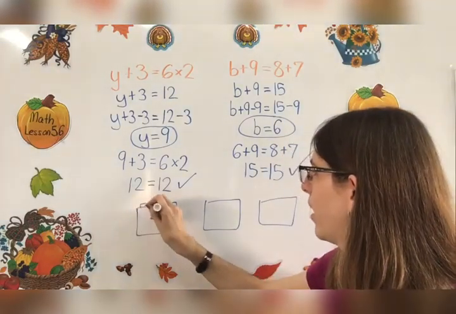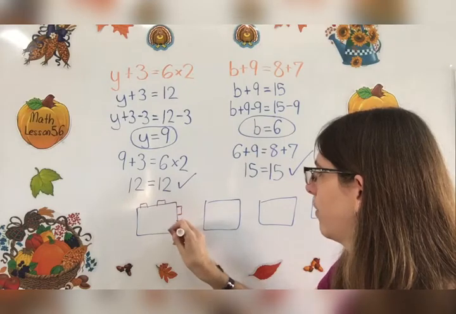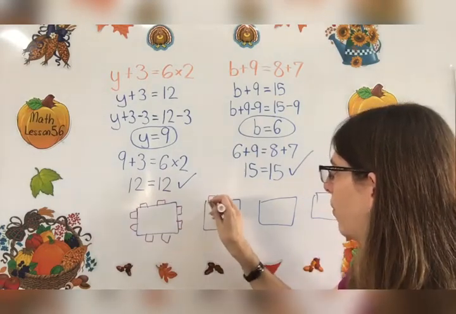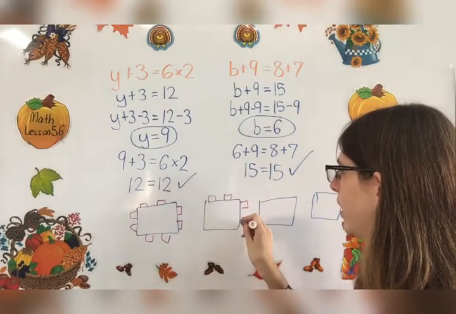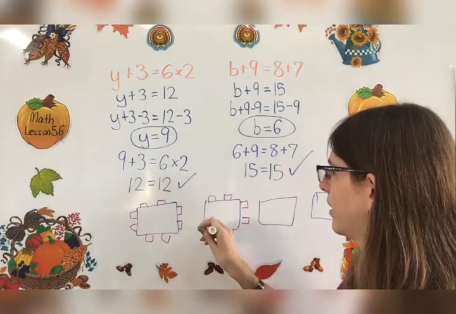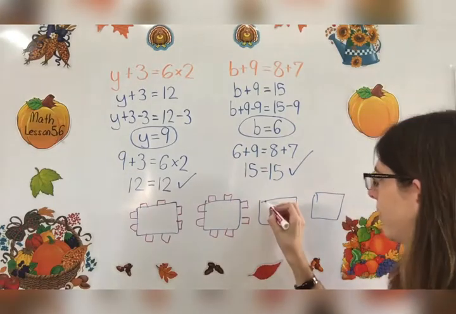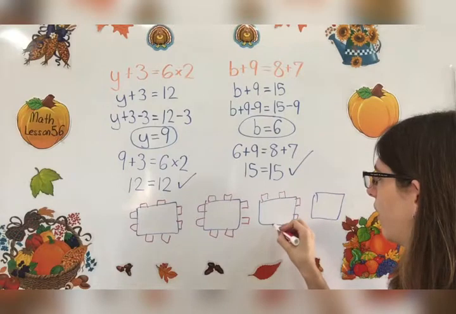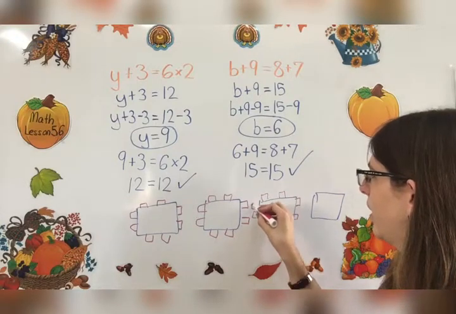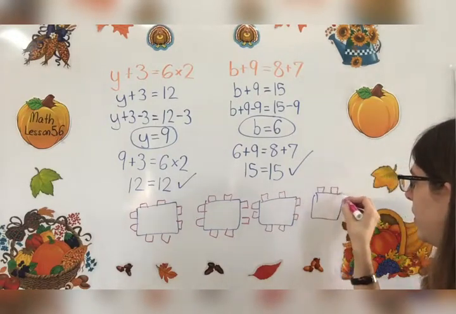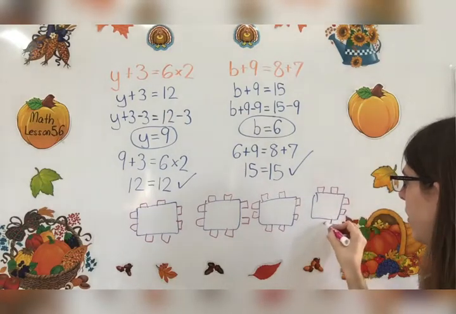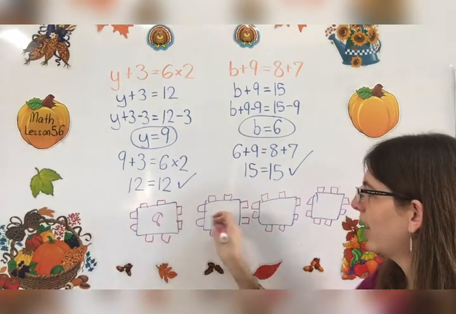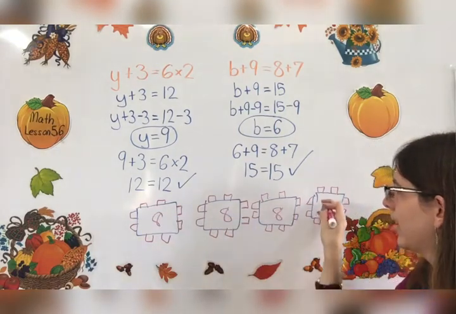So 1, 2, 3, 4, 5, 6, 7, 8 chairs at each table. So 8 chairs at each of the 4 tables.